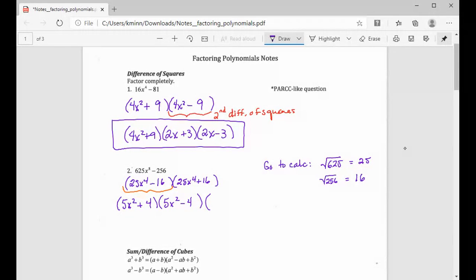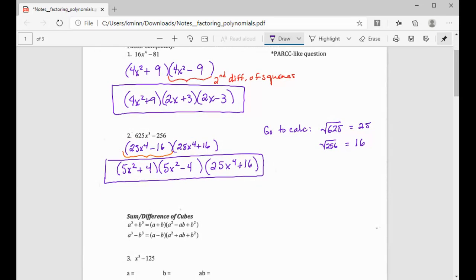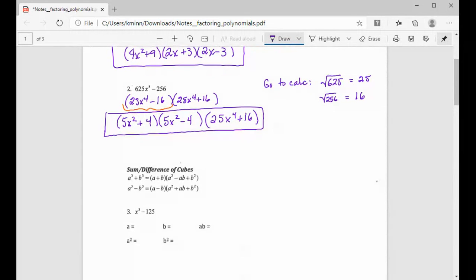This 25x to the fourth plus 16 will not be factorable, so we leave it. And with this result, you look at everything, nothing else is a difference of squares, nothing else is factorable, and we are complete. So your difference of squares with polynomials will probably end up generating another term that can be factored yet again. All right, your sum and difference of cubes.